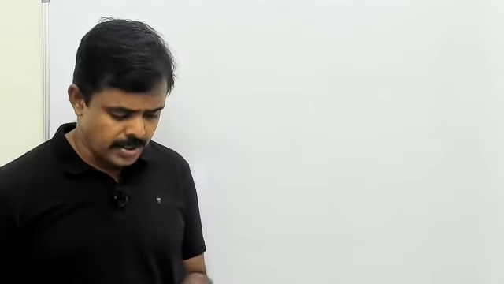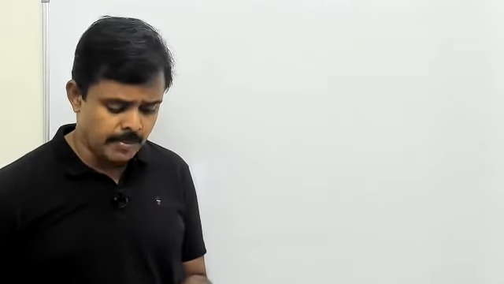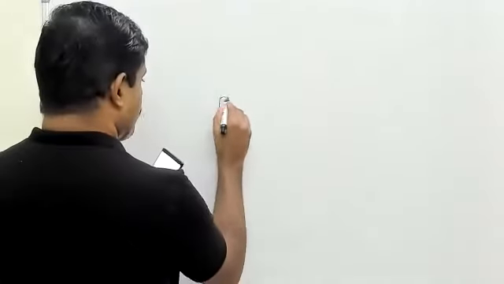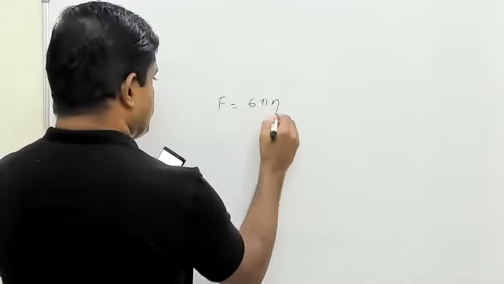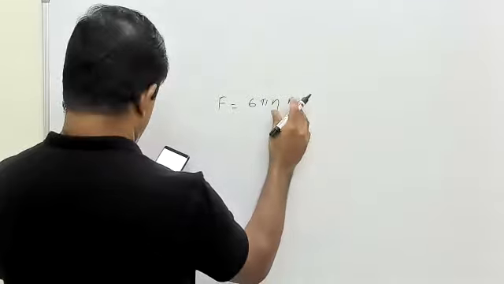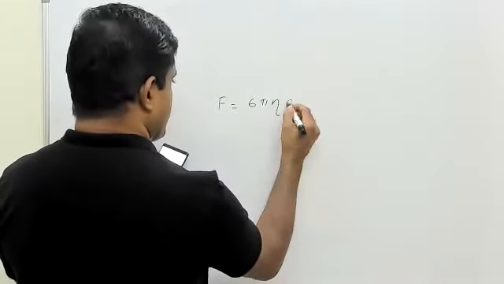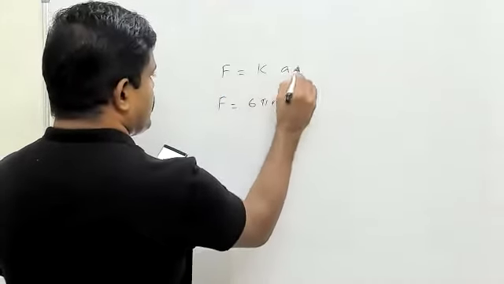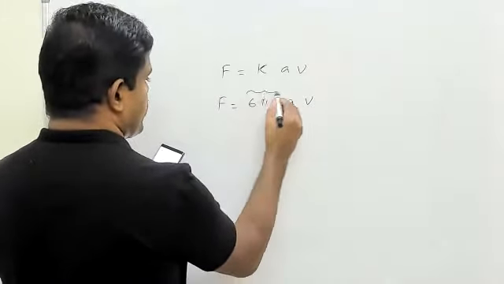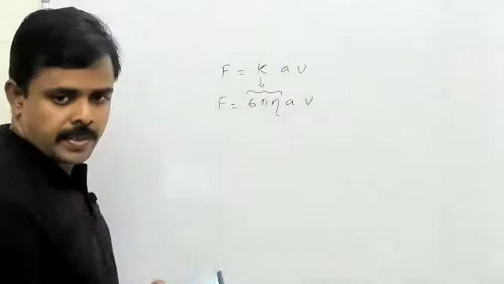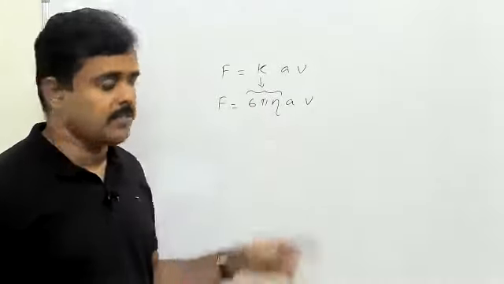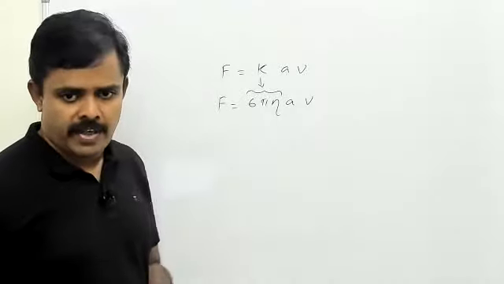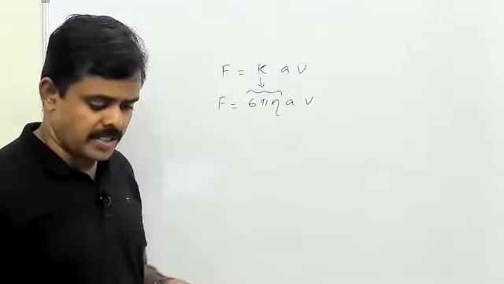Question number 4: the force on a sphere of radius A moving in a medium with velocity is given by the same expression. Question number 4 is the same as question number 3. In question number 4, they have given it this way, 6 pi eta AV. In question number 3, it was given like KAV. That is because this 6 pi eta was called K. They took K in place of 6 pi eta. That is why question number 3 had the equation KAV, but here it is 6 pi eta AV.